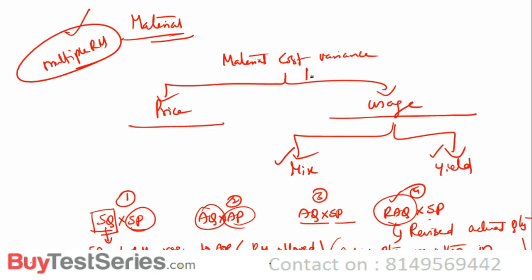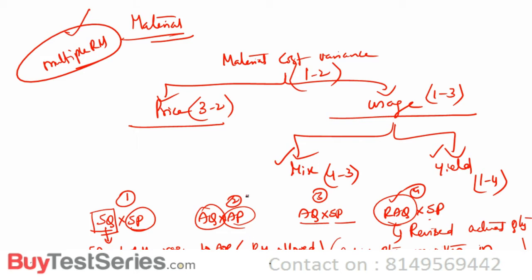Now let's go with the formula. So this is 1 minus 2, this is 3 minus 2, you have 1 minus 3, 4 minus 3, and 1 minus 4. So this is your formula with respect to material variances. Initially you have to learn this formula by heart if you have to solve the sums faster. But anyway, I'll try to explain the logics as well.